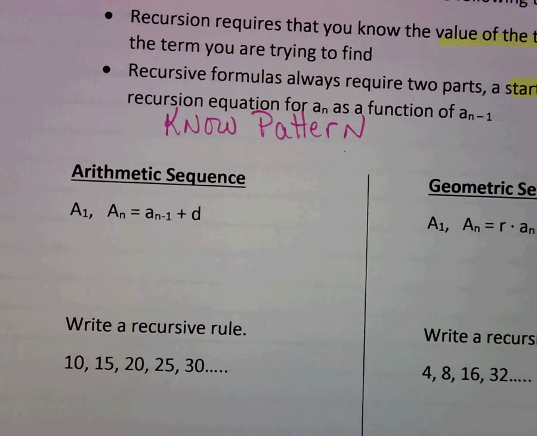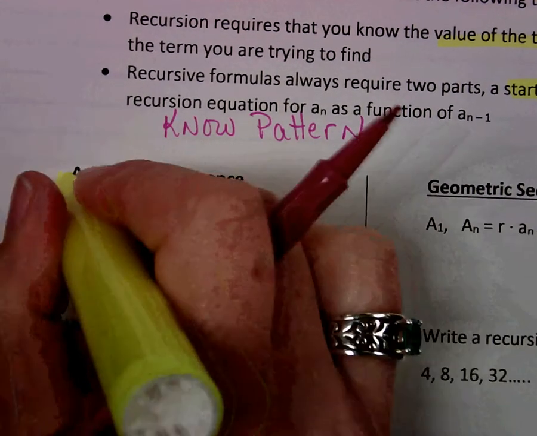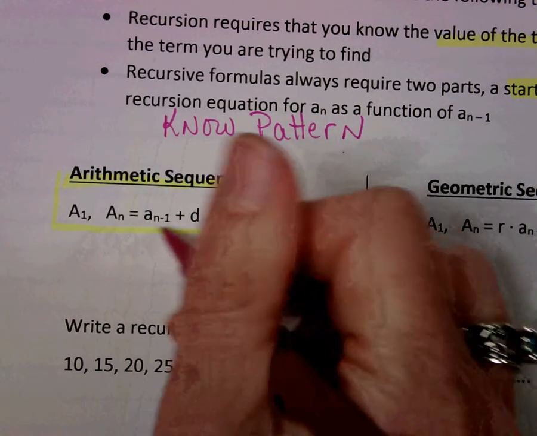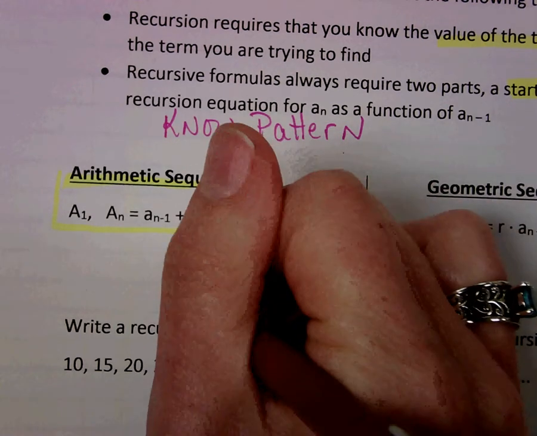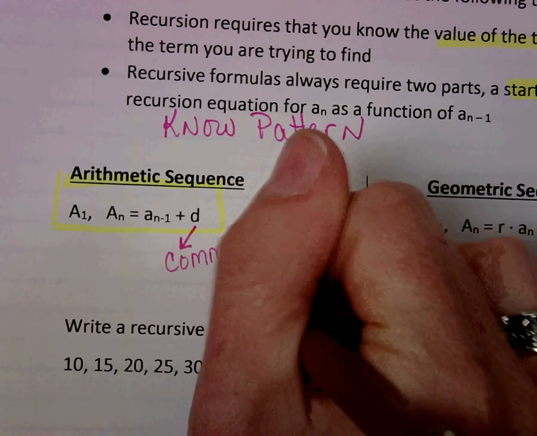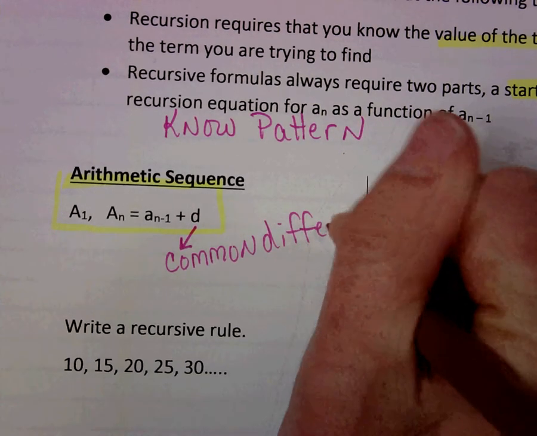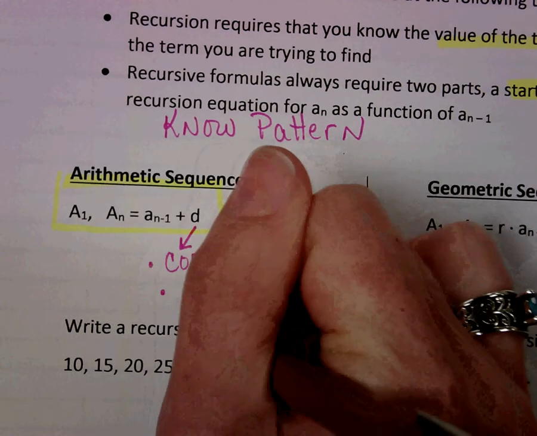This is our formula for a recursive equation. We need to know a sub 1, and here is our formula. And then really the only thing we replace here is the d value. Remember, the d value represents our common difference, or the pattern that we see in the sequence.